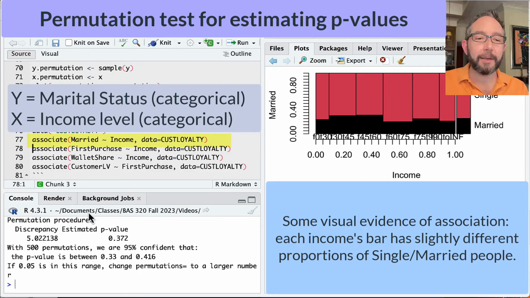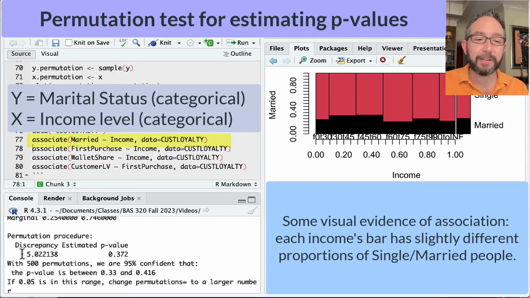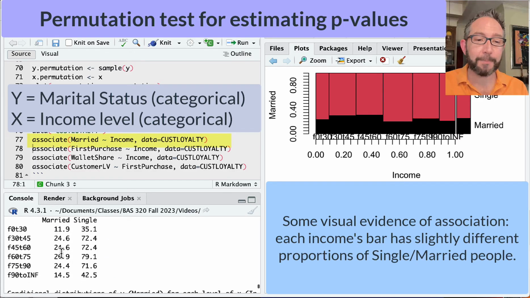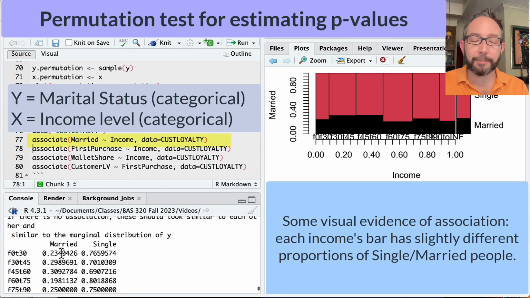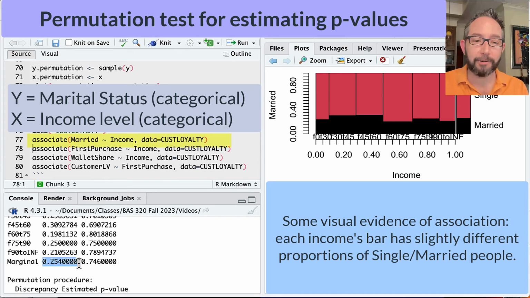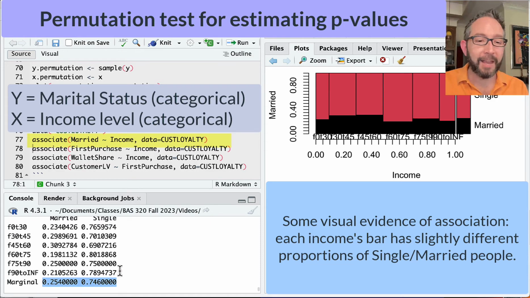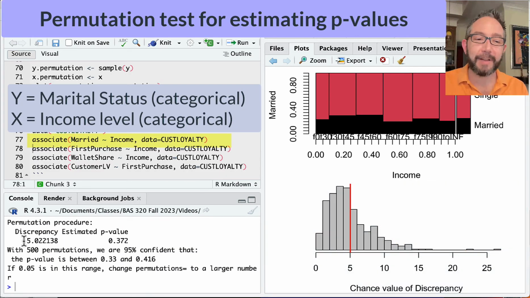So if we measure the observed value of the discrepancy between, say, the observed and expected counts in our data, here's what we observed in the data here. Here's what we expected to see in those cells if there is no association. We see a reasonably sized discrepancy between the marginal distribution of marital status, what we observe in the data set overall, and the distributions for each one of the 6 levels of income. So we see some discrepancy going on. Our numerical value is 5.